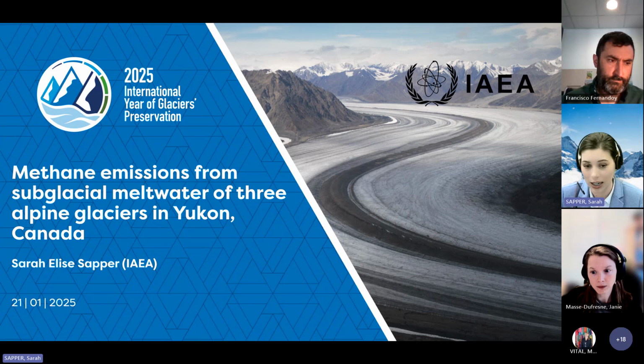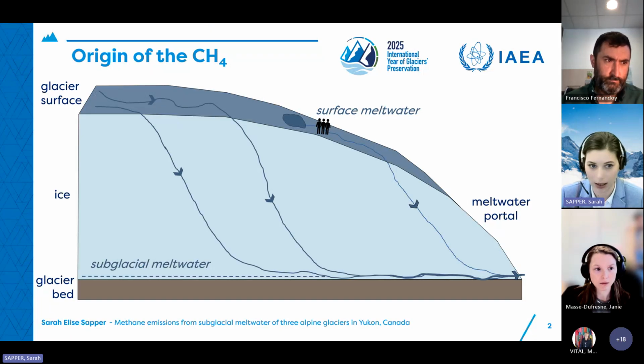So it's a very exciting and new field of research, but also a field of research with many knowledge gaps remaining. In my short presentation, I will introduce you to one of the projects I've been doing during my PhD, where we use stable carbon and hydrogen isotopes to track down the origin of this methane that we are measuring in glacial meltwater. To understand where the methane could possibly be coming from, let's have a quick look at a sketch of a glacier.